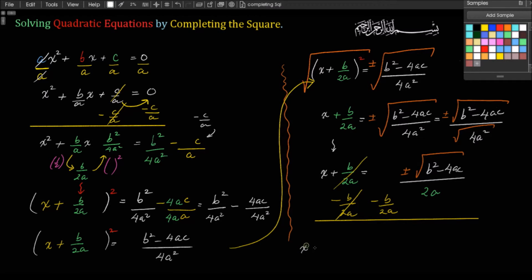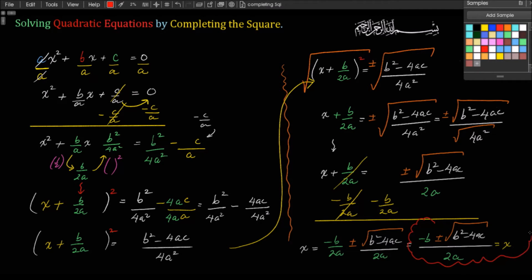Then I'll have x is equal to -b over 2a plus or minus square root of b squared minus 4ac over 2a. Now, as you can see, the denominators here are the same. So I can just rewrite this as the opposite of b plus or minus square root of b squared minus 4ac, all over 2a. And that's x. And I hope that's familiar to you, because this is the quadratic formula.